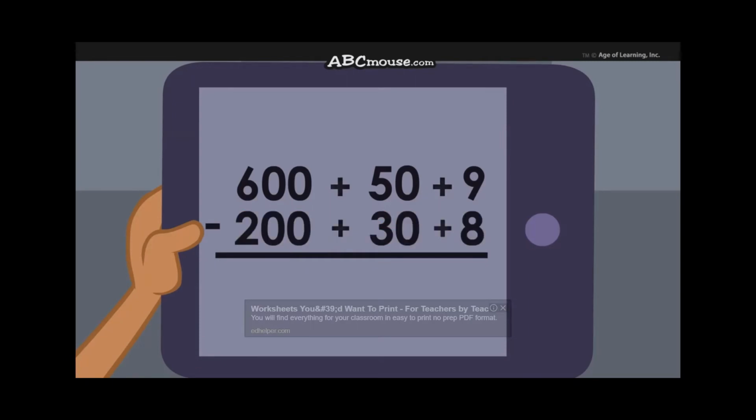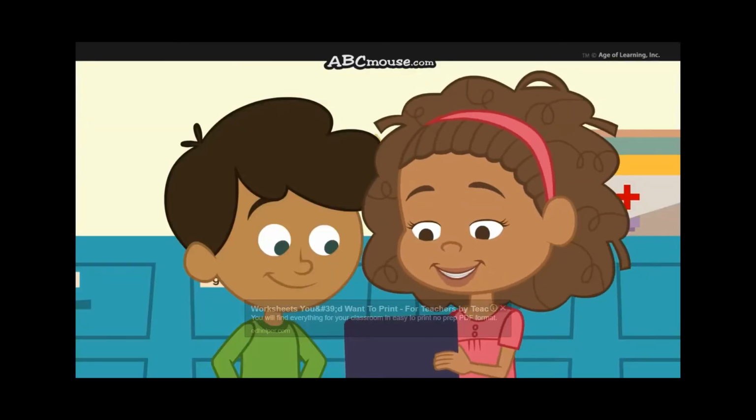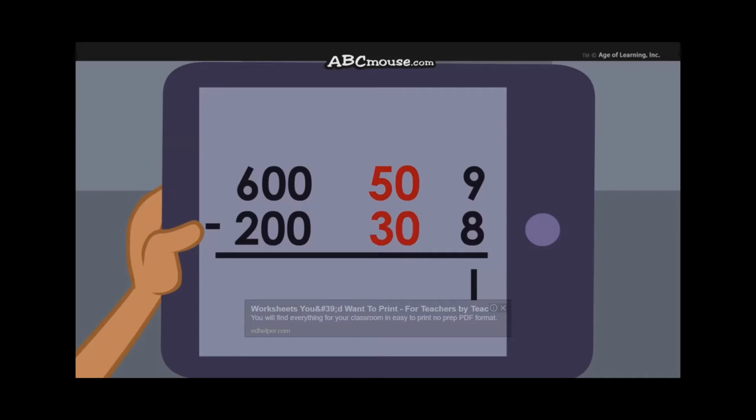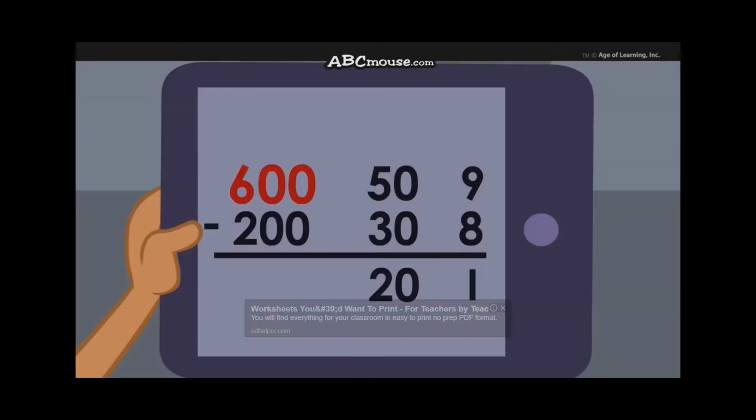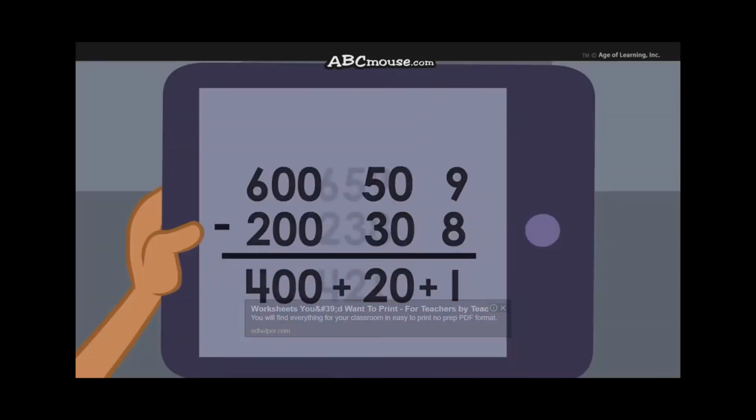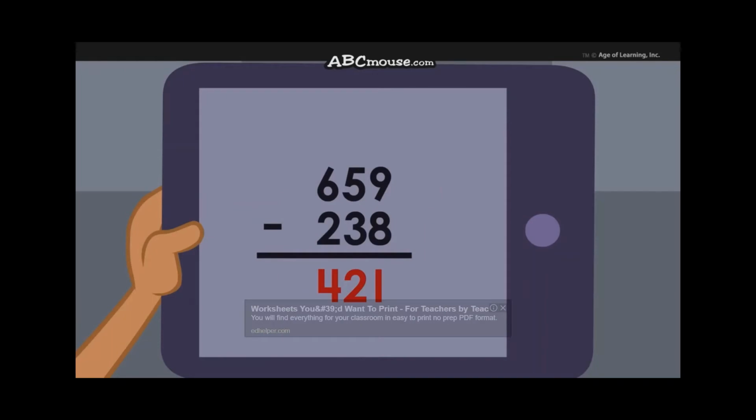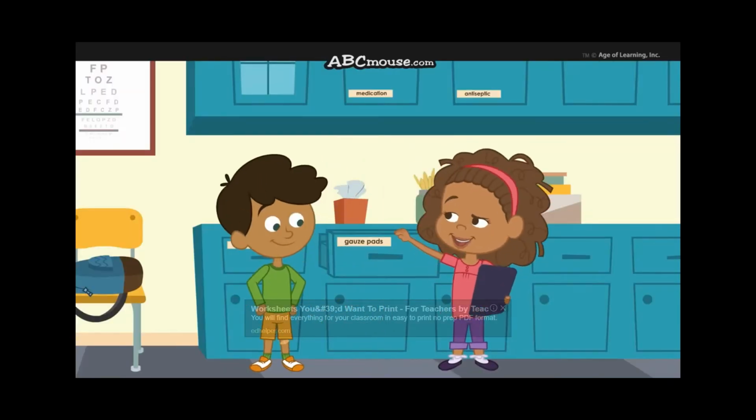Now, let's subtract them. First, we subtract the ones. 9 ones minus 8 ones is... 1. Now the tens place. 5 tens minus 3 tens is 2 tens. That's 20. Right! And 6 hundreds minus 2 hundreds is 4 hundreds. Put it all together and we have... 400 plus 20 plus 1. Which is the same as... 421. Now, let's do the gauze pads.